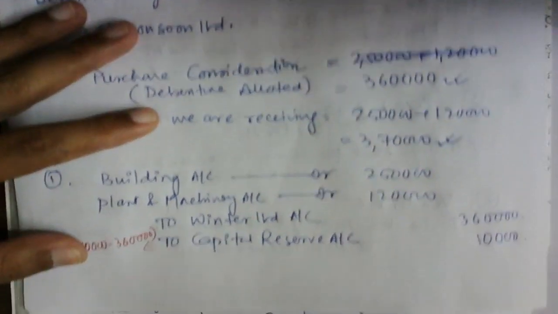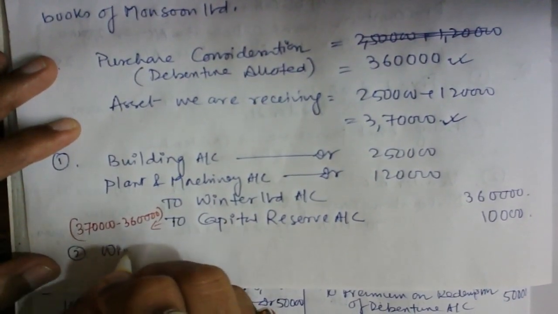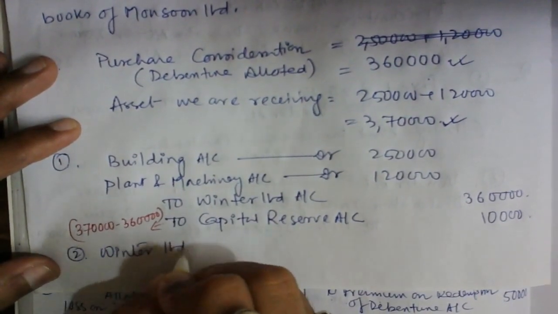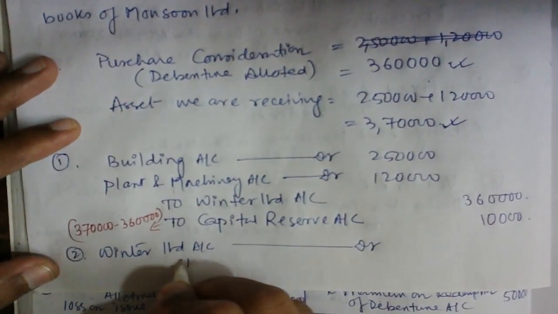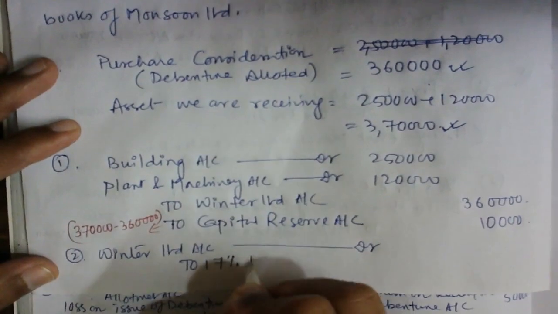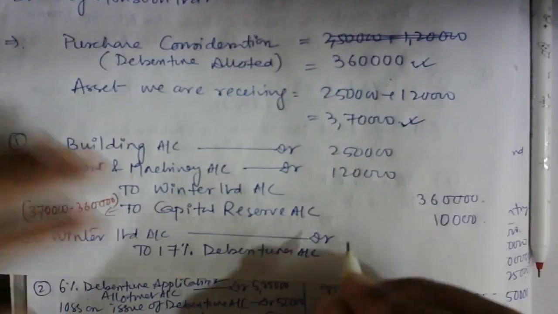Okay? And the journal entry will be the second one is the settlement entry. So Winter Limited debit, and we are going to issue them the debenture. So you can write as 17% debenture, 3,600 debenture at the rate of 100 each. So 3,60,000.